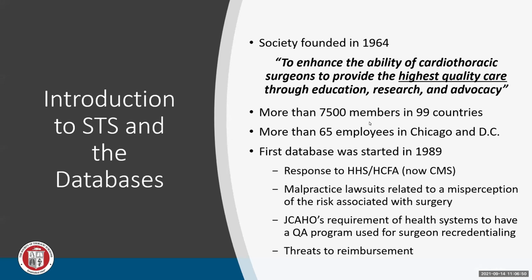All right, so I want to give a brief introduction to STS and the national databases, just some background information. The Society of Thoracic Surgeons was founded in 1964, and our mission is to enhance the ability of cardiothoracic surgeons to provide the highest quality care through education, research, and advocacy. Currently, we have more than 7,500 members in 99 countries. Our main headquarters is in Chicago, and we have a second headquarters in DC. We have more than 65 employees, so we're not one of the larger societies; we are one of the smaller in terms of employees. We're based in Chicago and DC, and myself, who is actually in North Carolina, and Catherine, who is down in Alabama. So we do have a small group in comparison to other medical societies.